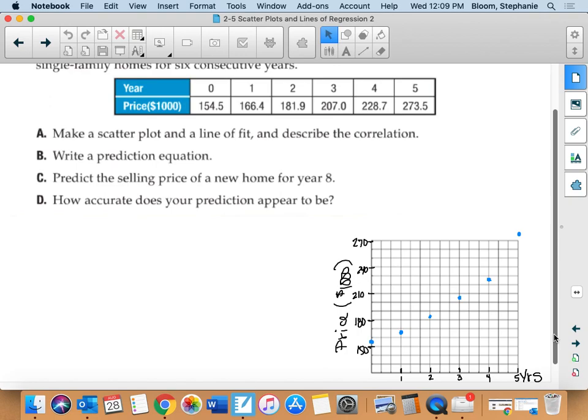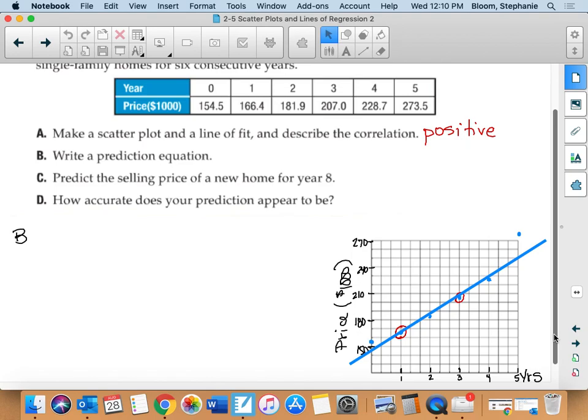So you're grabbing your ruler, you're finding 2 points that you think will create the best line of fit. I'm going to use this point right here, just so everybody can see what I'm using, and this point here, to draw my line of best fit. Again, the goal is to try and have the same number of points below it and above it if you can. Okay, so there's my scatter plot, there's my line of fit. We want to describe that correlation, and this is a positive correlation. Okay, and then for B, we want to write a prediction equation.